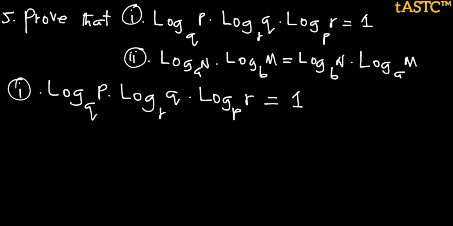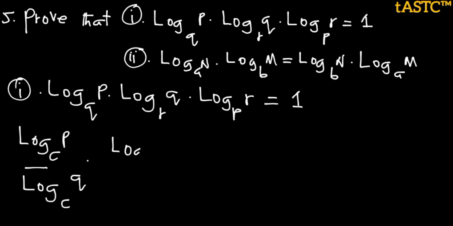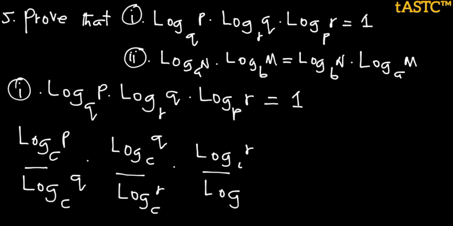Now what we're going to do is use a method of the change of bases. So for this one, I'm going to say that we're going to have log to the base c of p. This will obviously be divided by log to the base c of q. I will still use that for this other one. So this should be multiplied by log to the base c of q divided by log to the base c of r in this case. And here we're also going to have log to the base c of r divided by log to the base c of p.